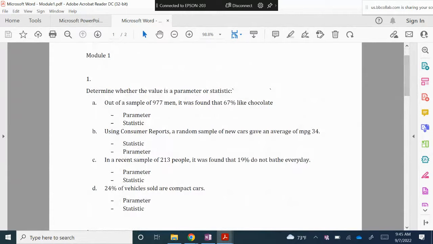All right, and I would like you to do problem number 1. Okay, just kind of jot the answers down. You want to determine whether each one of these values is a parameter or statistic. Okay, A says out of a sample of 977 men, it was found that 76% like chocolate. Is that a parameter or statistic? Okay, so you're going to go through B, C, and D. Determine whether it's a parameter or a statistic.